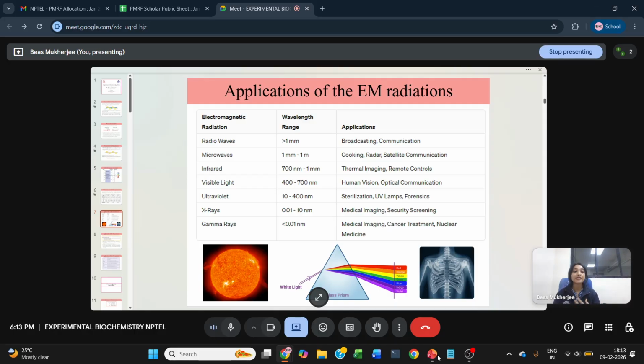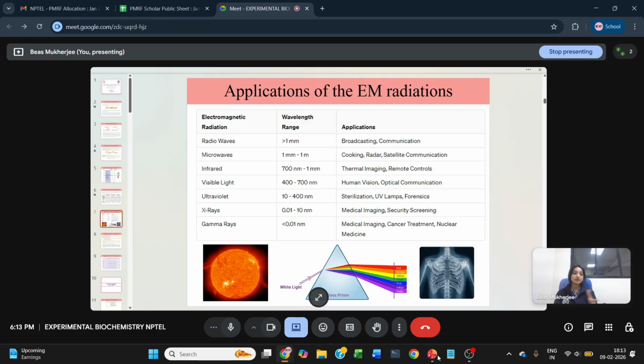Visible light is important for human vision, optical communication, and UV light is important for sterilization, UV lamps, forensics, etc. So you also take a look at the range of the different wavelengths here. X-ray is important for medical imaging, security screening, etc. Gamma radiations are used in medical imaging, cancer treatment, nuclear medicine, etc.